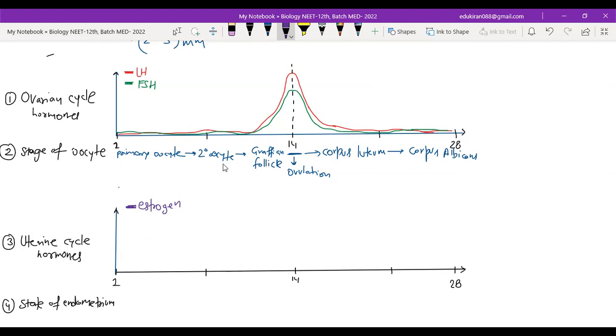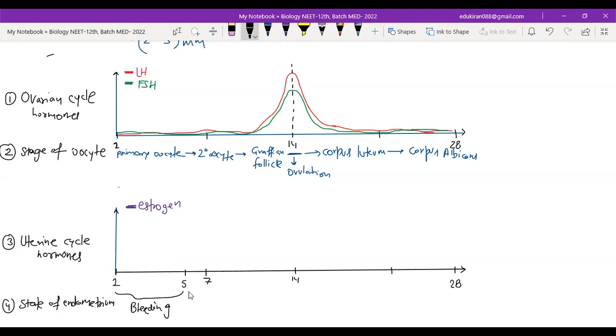So if this is day 7, now for the uterine cycle we have to mark some more days. Let's say this is day 5. I'm marking day 5 here because day 5 is important for the uterine cycle. Let's first write down the stages of the endometrium. From day 1 to day 5, what is happening? Menstruation, the bleeding phase. Yes, the menstrual flow or the bleeding is happening, correct? The state of the endometrium is a bleeding state.